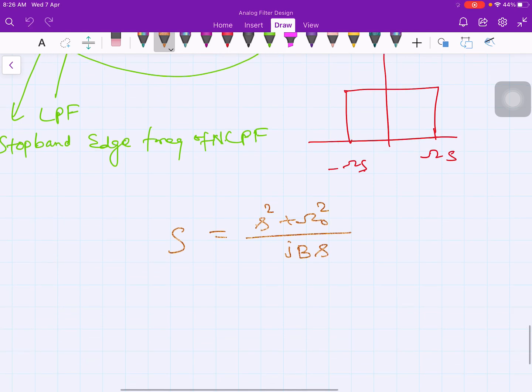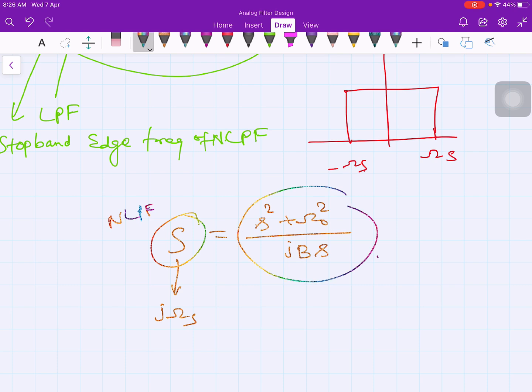Now if you replace s equal to j times omega s, stop band frequency, see this is the low pass domain, normalized low pass filter, and this right hand side is band pass filter. So on the left hand side, if you replace capital S by j omega s, the stop band frequency, in the right hand side you have to replace this s by either omega s1 or you should write omega s2.